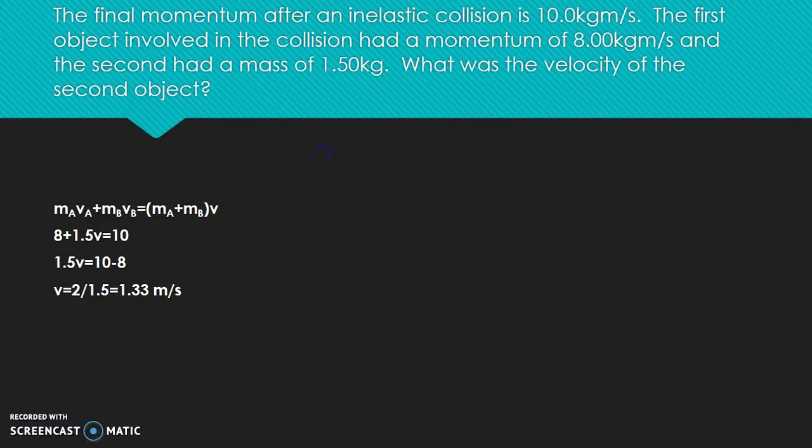The first question that was commonly missed states that the final momentum after an inelastic collision is 10.0 kilogram meters per second. The first object involved in the collision had a momentum of 8.00 kilogram meters per second, and the second had a mass of 1.50 kilograms. What is the velocity of the second object?